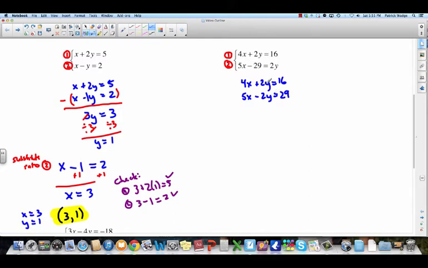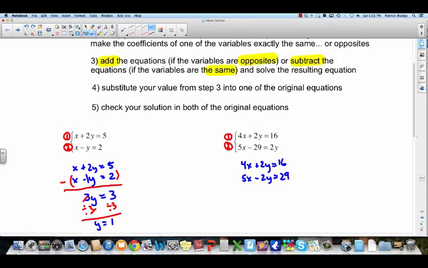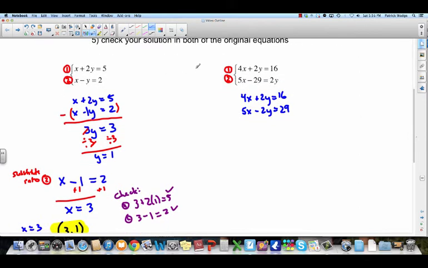And look, in front of this y there's a 2, and in front of this y there's a negative 2. They're opposites. Again, we don't have to multiply them by anything. We're already ready to go. What are we going to do if they're opposites of each other? If they're opposites, we're going to add. So we are going to add these equations, the whole thing.